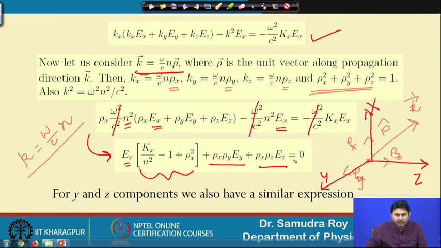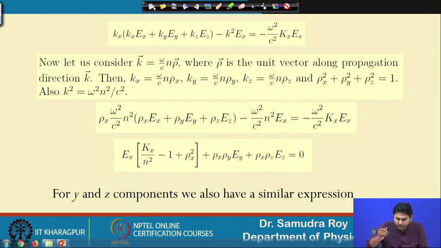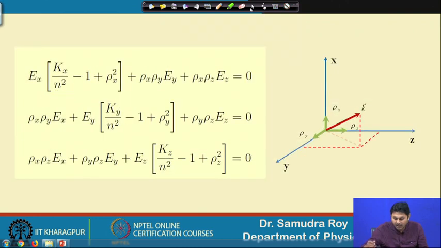In a similar way, we can do the same for the y and z components, because this is merely one component I am writing in this particular form, but I can do that with the other components also. So, if we do the other components, let us see how it looks.